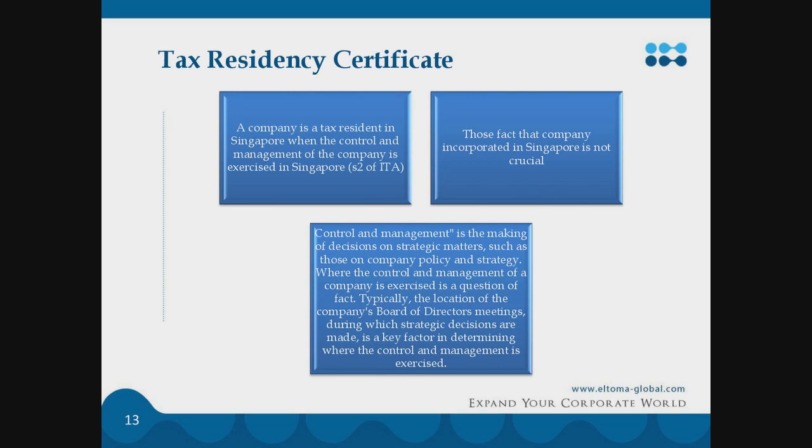Control and management is the making of decisions on strategic matters such as those on company policy and strategy. Where the control and management of a company is exercised is a question of fact. Typically, the location of the company's board of directors meetings, during which strategic decisions are made, is a key factor in determining where the control and management is exercised.